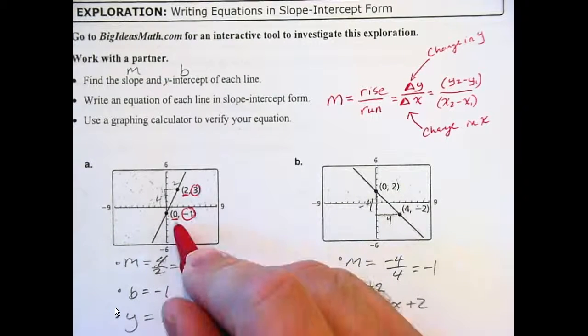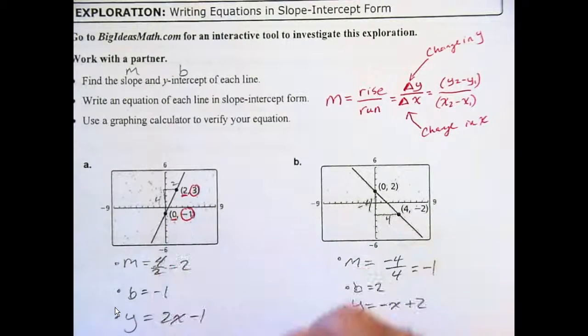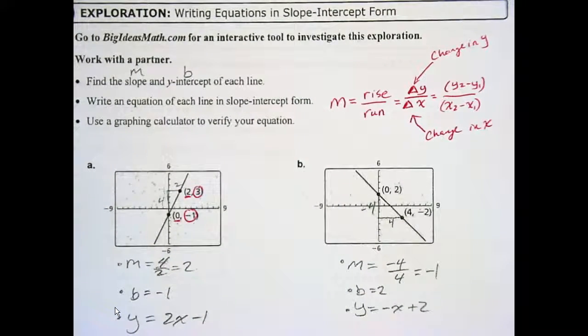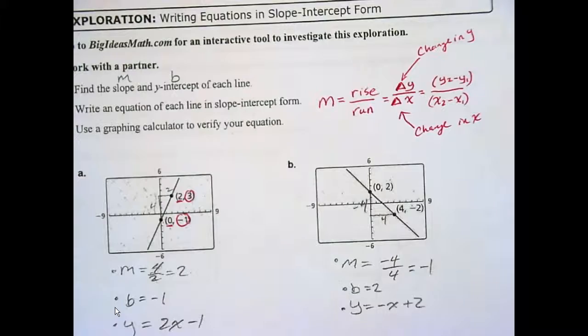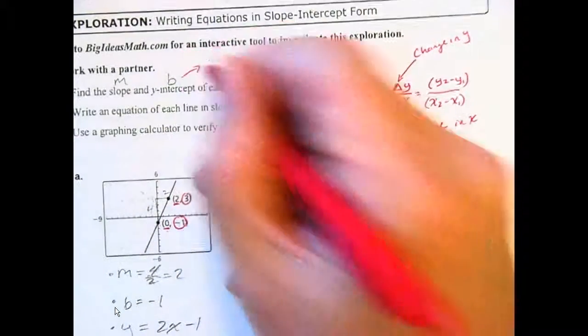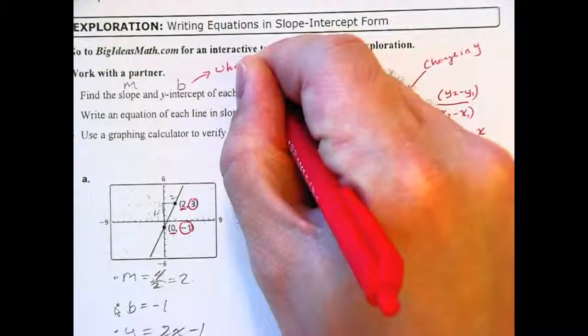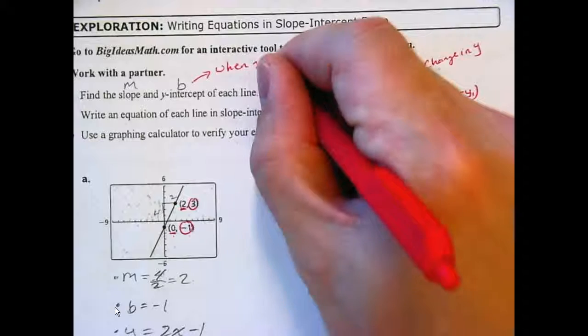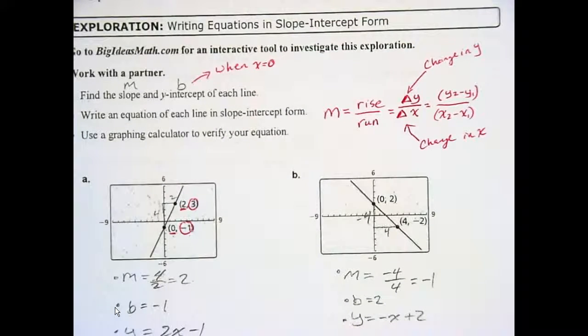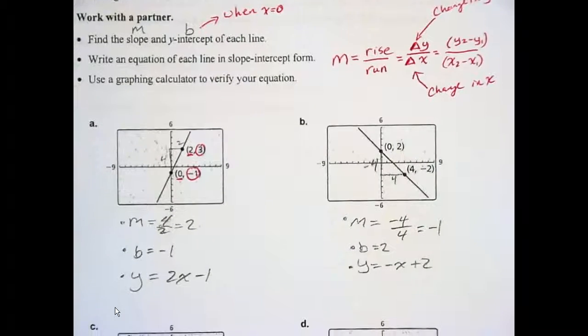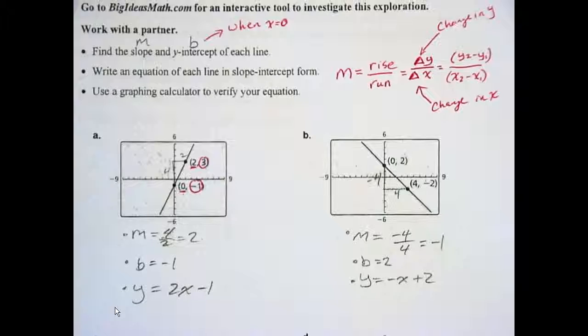Notice when we have the y-intercept, the x value is 0. And that's going to save you time later. All right? So the x value is 0 on the y-intercept. Make sure that you make a note to yourself. You want to write it up here. And x equals 0. All right. Okay, next two.